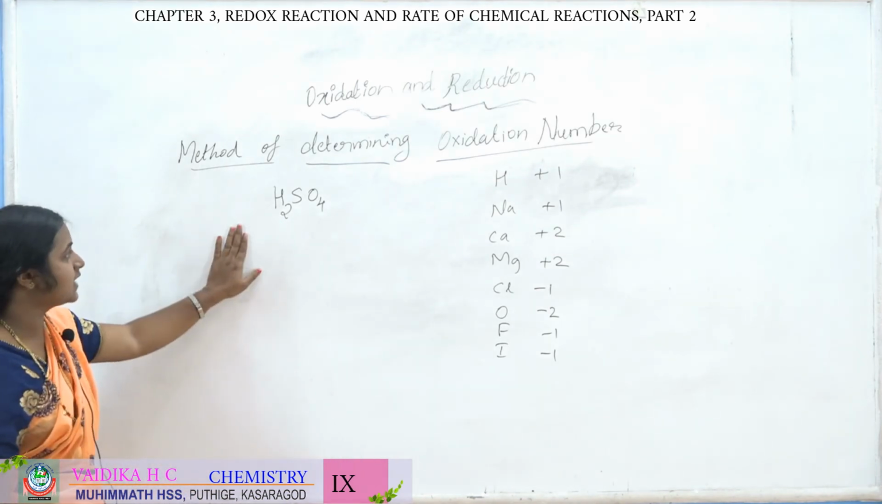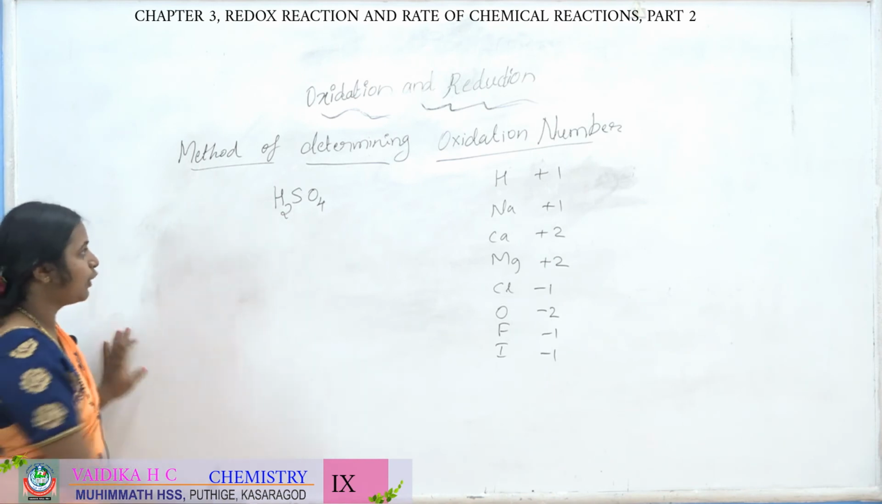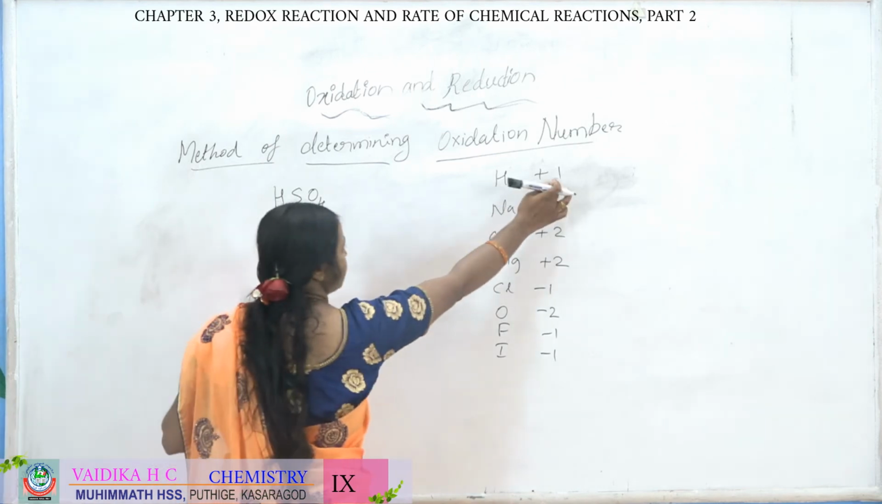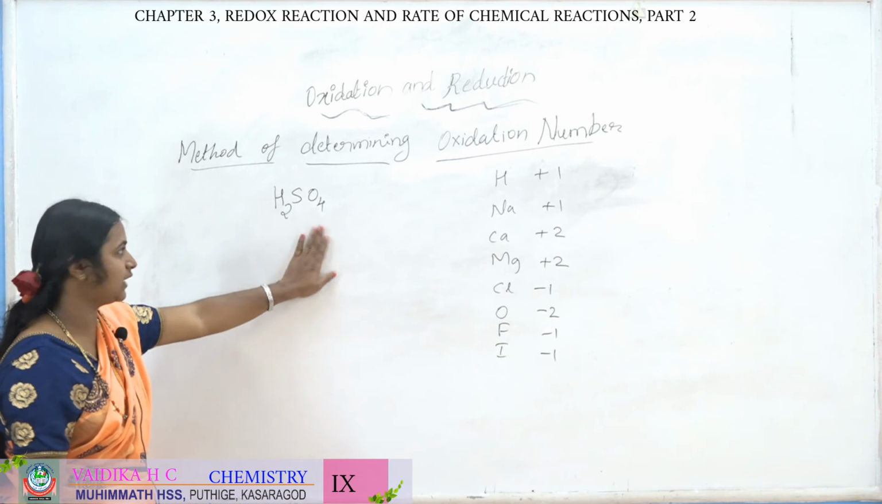In this, how can we find out the oxidation number of sulfur? Because hydrogen we know is +1, oxygen is -2, but the sulfur we don't know. How can we find out?